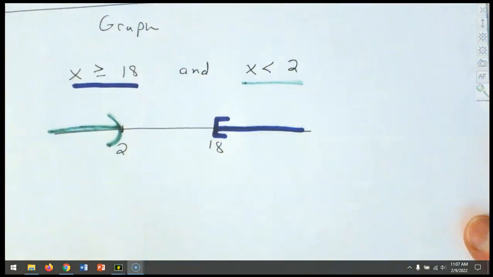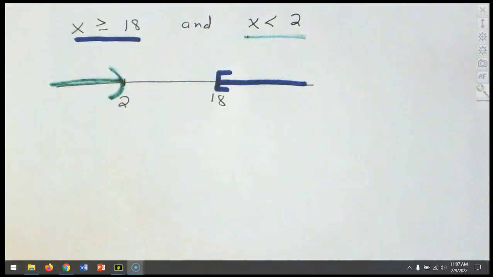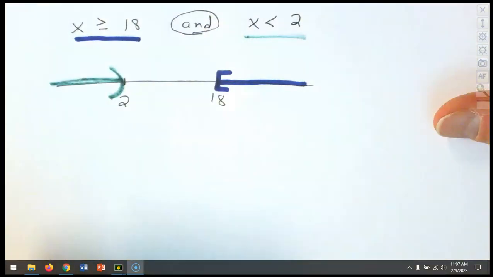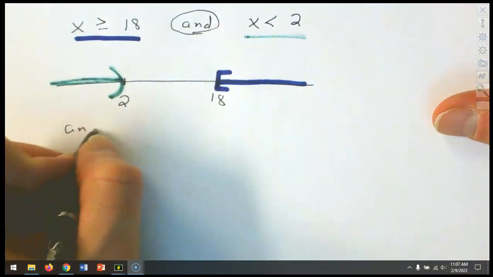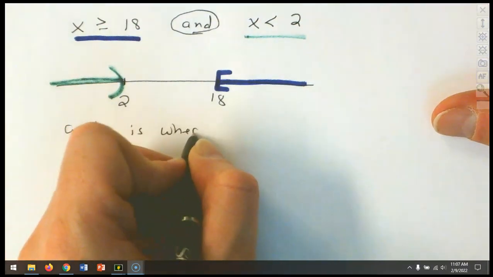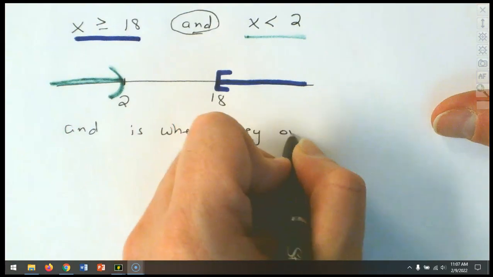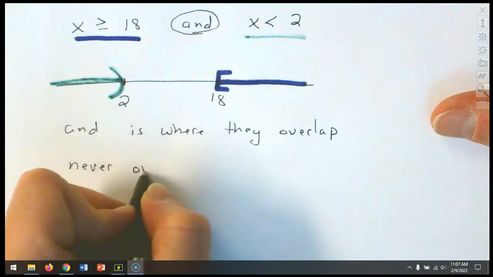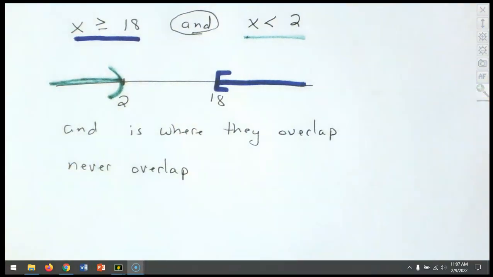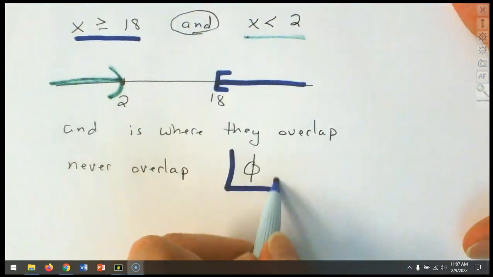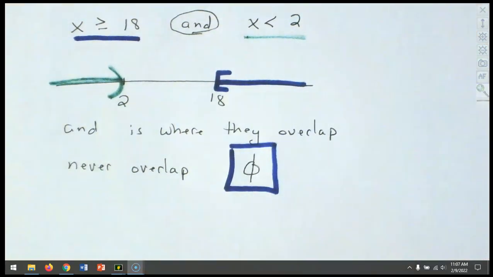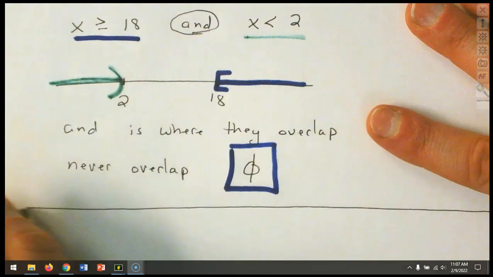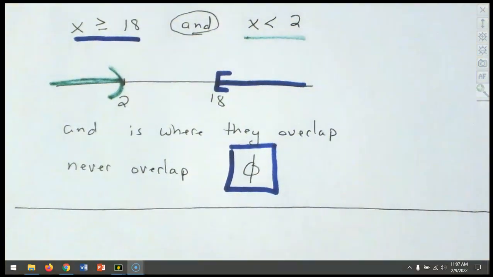Now, how is this one different from the last one in terms of the answer? Right, the graphs look the same, but the answers are completely different. This has an and. And an and means where they overlap. And these never overlap. So since they never overlap, we represent that with the empty or the null set, right? Because they never overlap at all. So and means overlap, or means we just simply put them together.